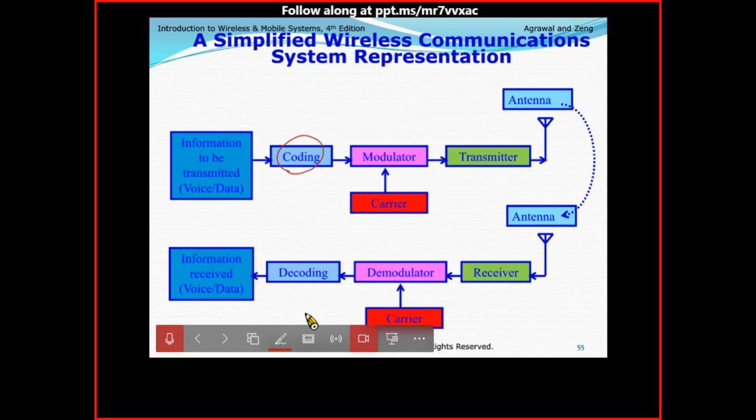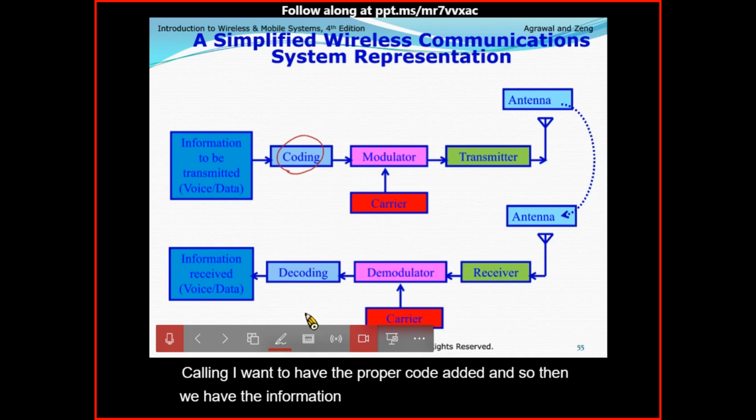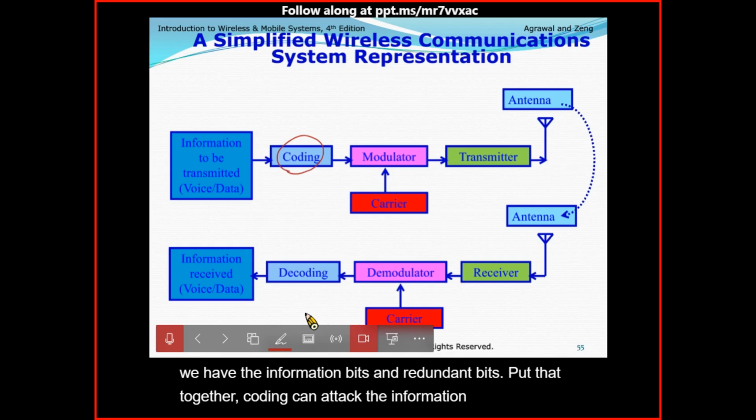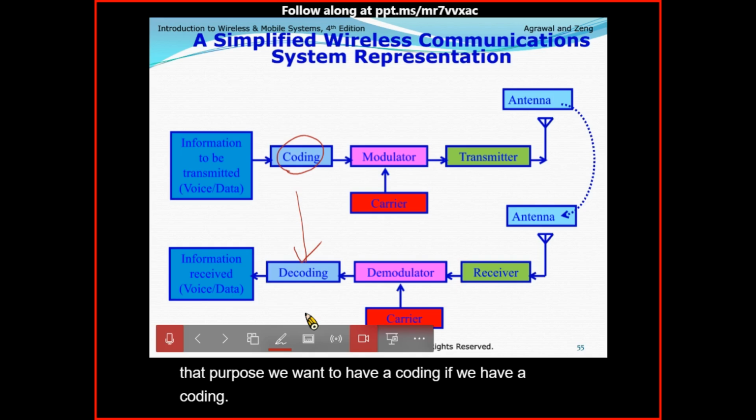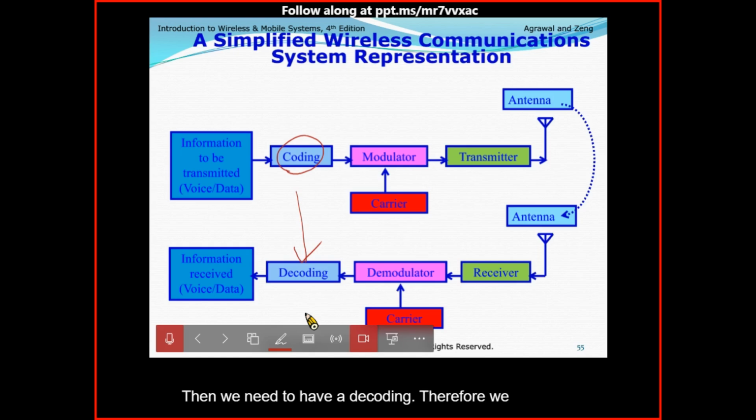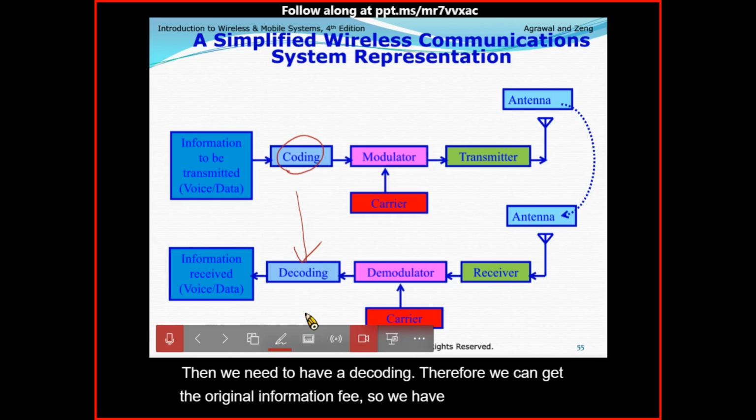Coding, we want to have the proper codes added, and so then we have the information bits and redundant bits. Put together, coding can protect the information bits. For that purpose, we will have coding. If we have coding, then we need to have decoding, so that we can get the original information bits. So we have a pair, coding and decoding.